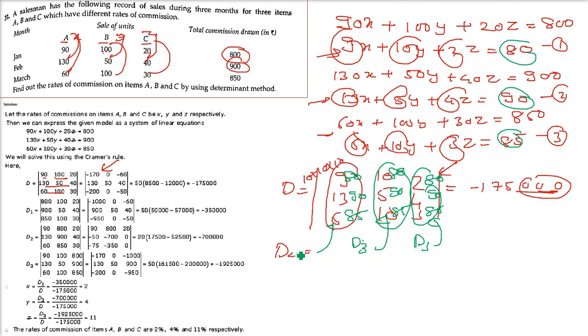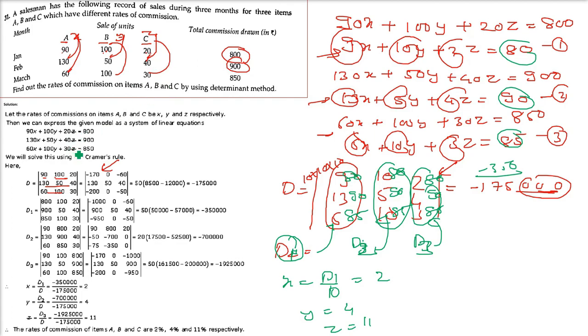So D1, D2, D3 are computed, D is also computed, x will be equal to D1 by D, y will be D2 by D and z will be D3 by D. Okay. So x will be 2, y will be 4, and this D1 is going to come as minus 350 with what I told you. So there are easier ways to do that. Y will be 4 and z equal to 11. I hope you'll be able to do it.